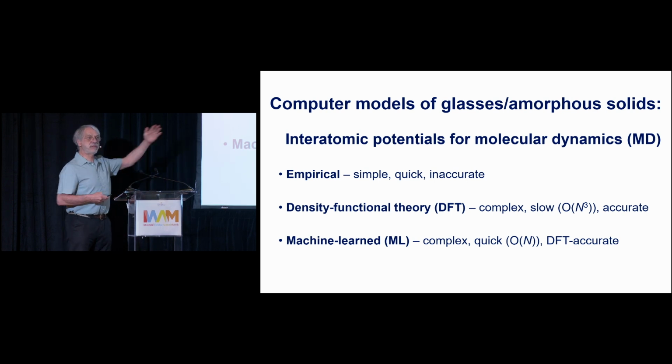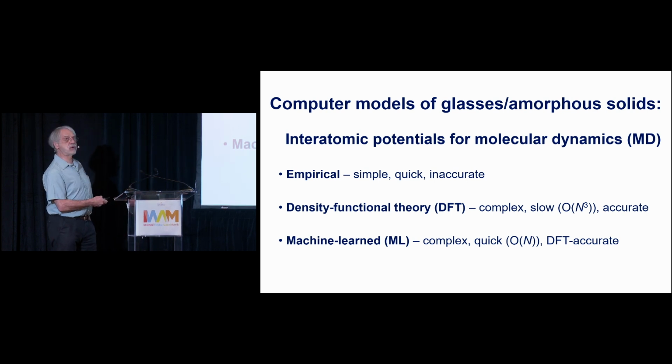You can go to the other extreme. You could use as much quantum mechanics as you can get in using density functional theory, complex, slow, cubic scaling, but it's accurate within approximations on what the exchange correlation functional is and so on. Or you can have a compromise. You can basically have one of these machine learned potentials, which basically feeds off the density functional theory potential energy surface, as I'll mention in a minute. So you keep the DFT accuracy. It's complex, but it's quick. It's linear scaling.